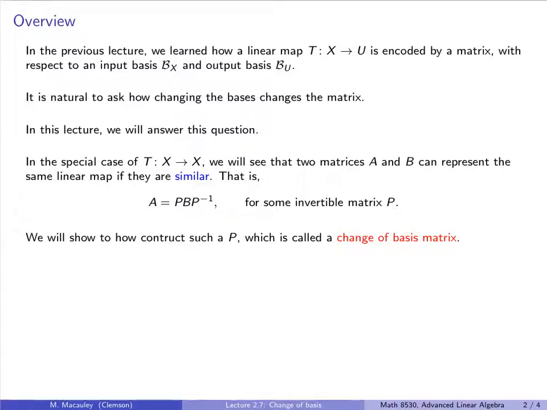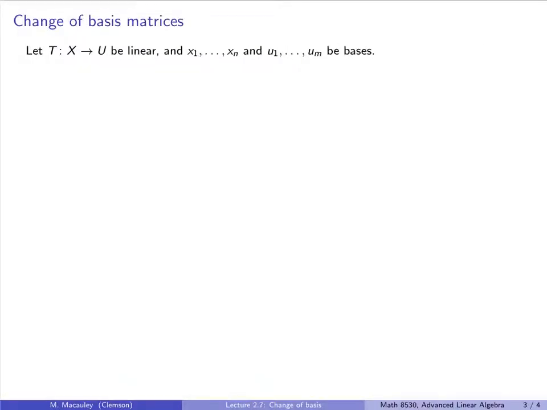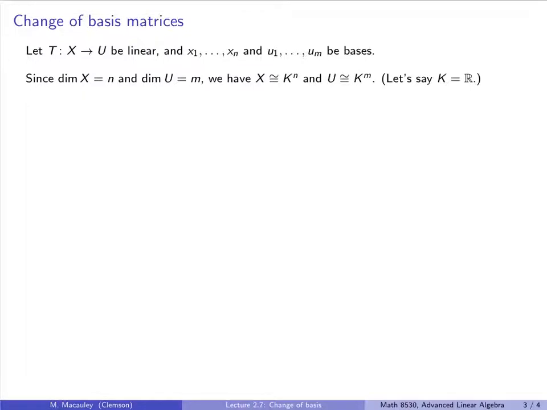Okay, let's get started. Let T be a linear map from X to U, and x1 up to xn be a basis for X, and u1 up to um be a basis for U. Remember that X is isomorphic to k to the n and U to k to the m. And henceforth, I'm just going to use R in place of k, although it really doesn't matter. Any other field would work.